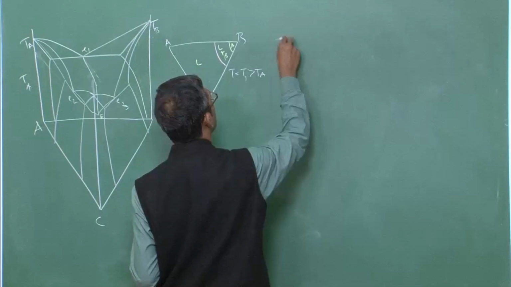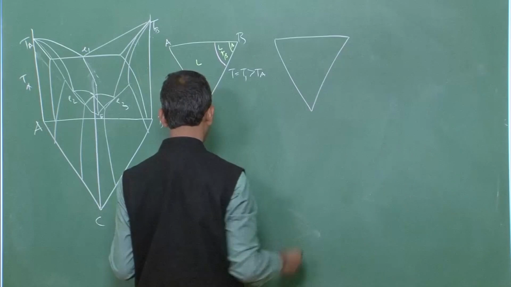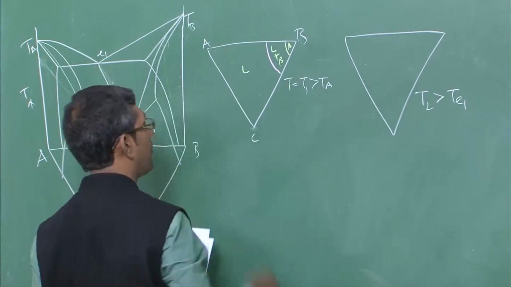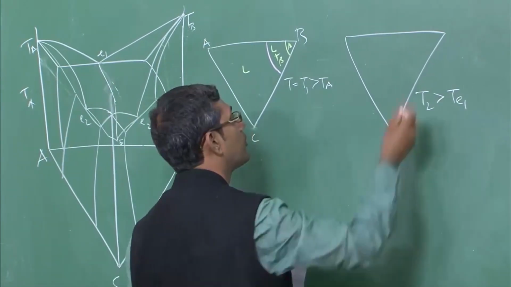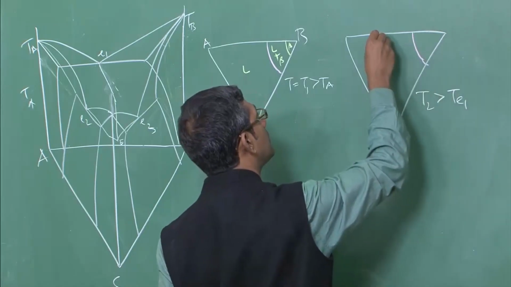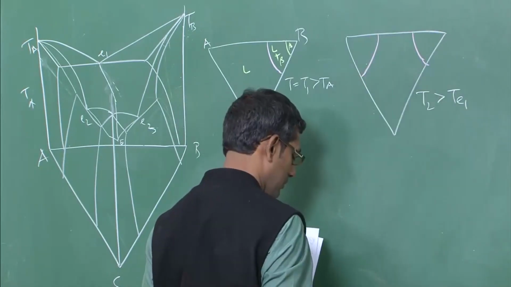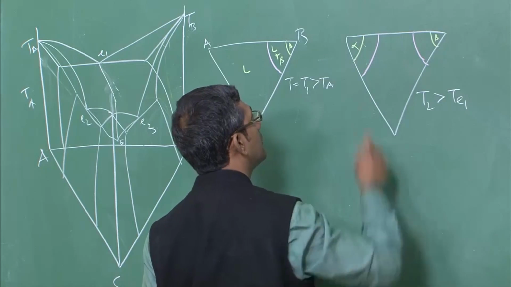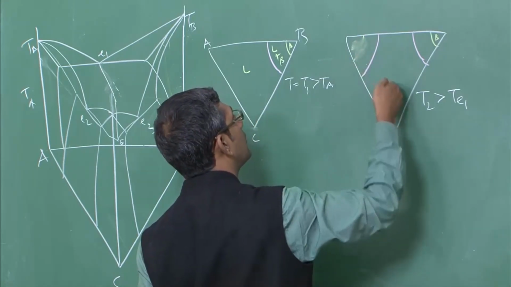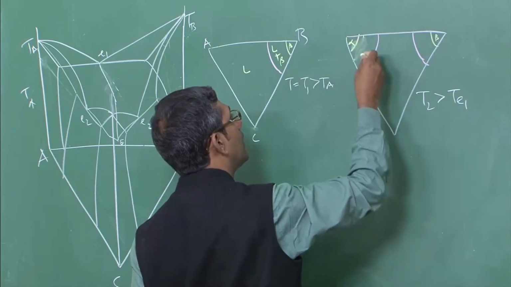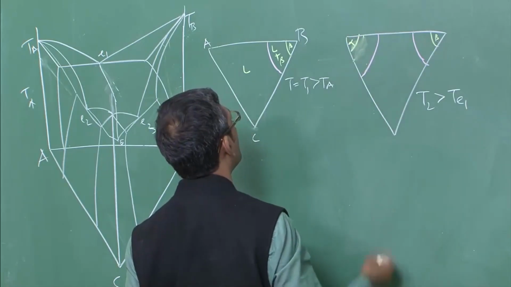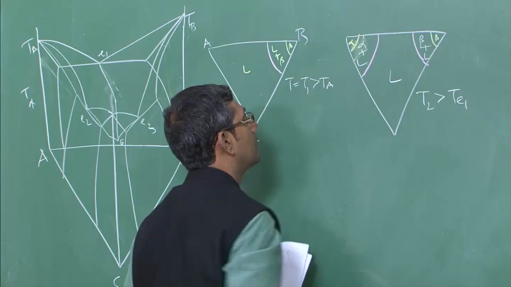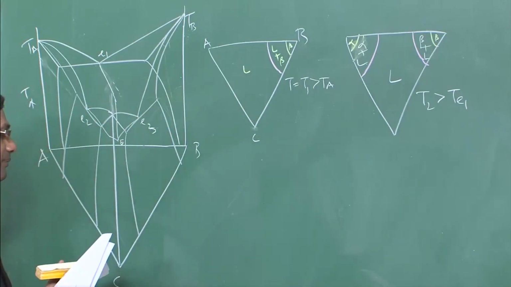So, now if I go to the temperature T2, but T2 is greater than Te1, Te1 is this melting temperature, what will happen? It will be the same, I showed you already. So, you have beta here, alpha here, alpha will be smaller, and these are the regions of what? Liquid, alpha plus liquid, beta plus liquid. Remember, we have not yet touched the eutectic temperature.